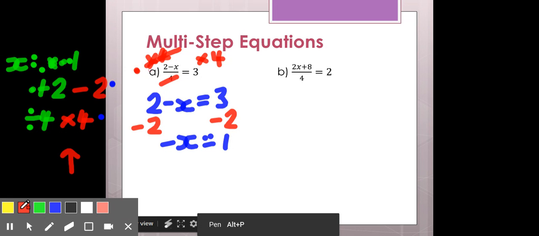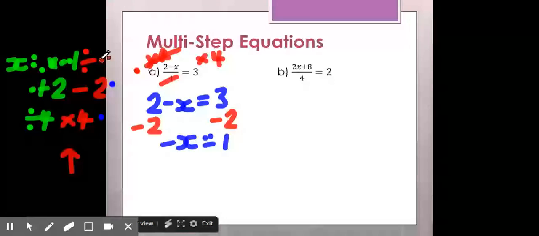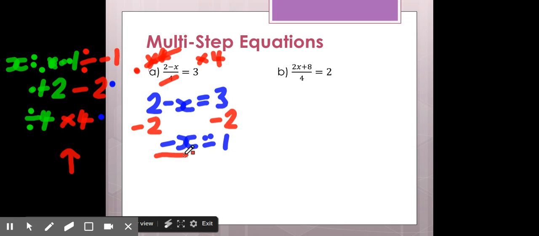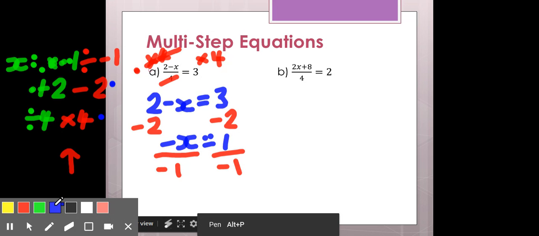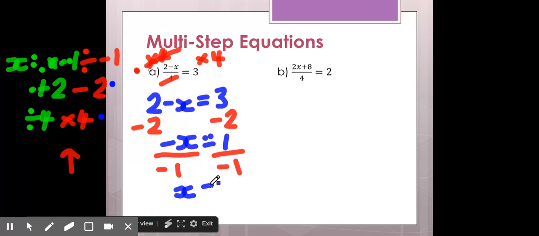Our last step is, instead of timesing x by -1, we're going to divide x by -1. And that will help us get rid of that negative in front. So that will leave us with x is equal to 1 divided by -1, which is -1.